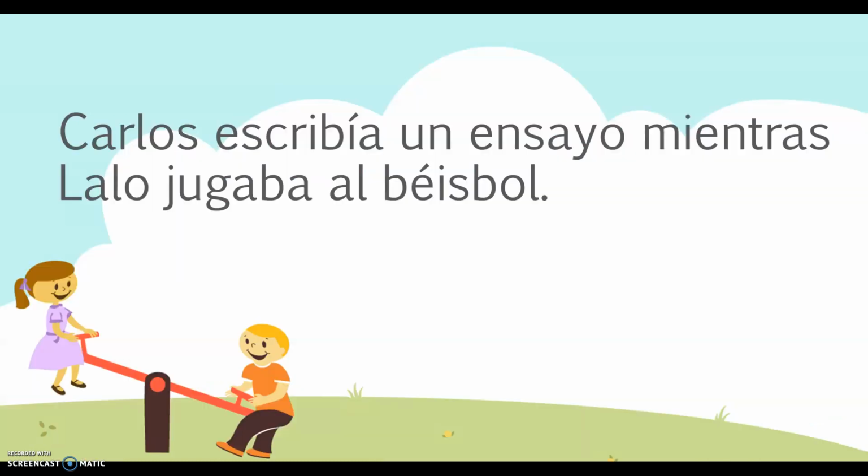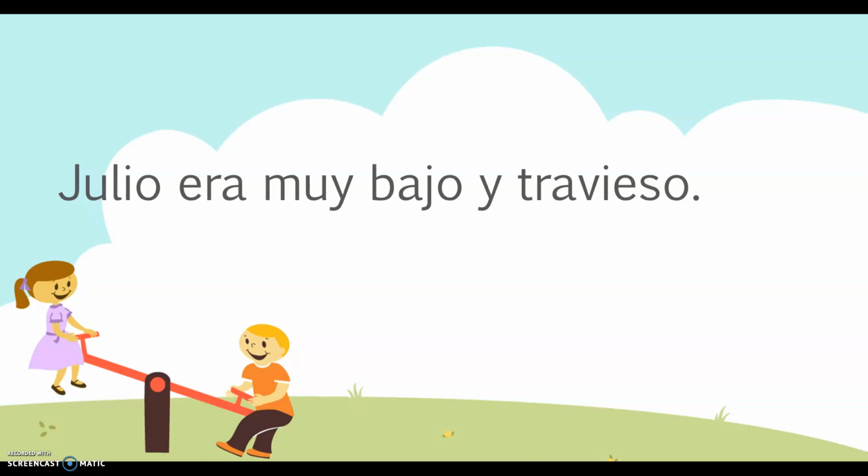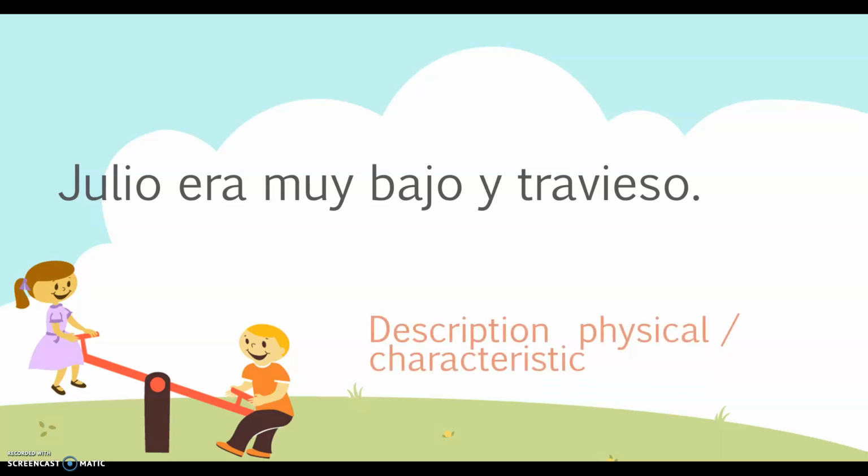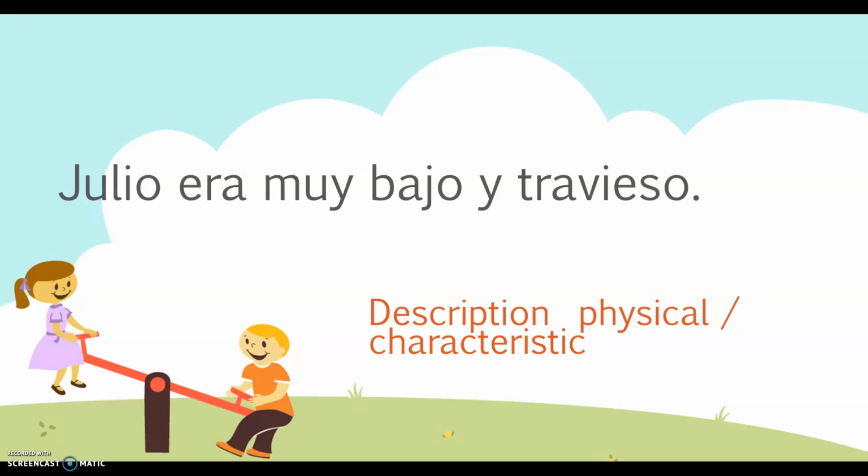For the next couple slides, you are going to see a sentence in Spanish, and I want you to write what use of the imperfect tense it's representing. Carlos escribía un ensayo mientras Lalo jugaba al béisbol. Simultaneous action. Julio era muy bajo y travieso. Description. With this one, it could be a physical description for muy bajo or a characteristic, so far as travieso.